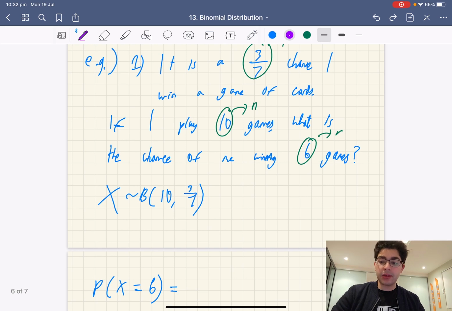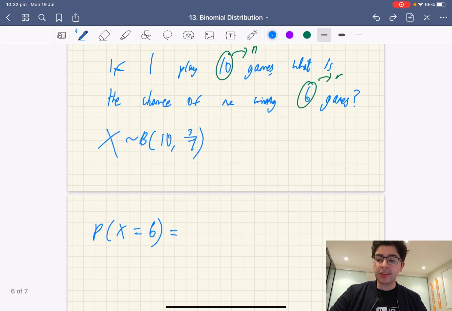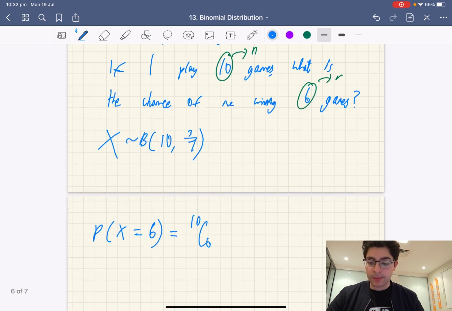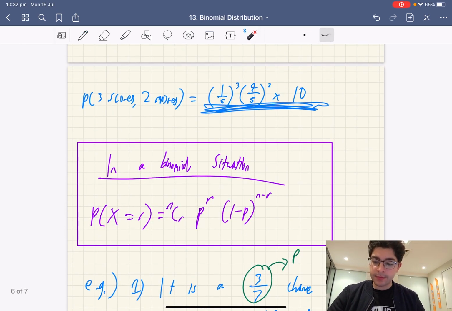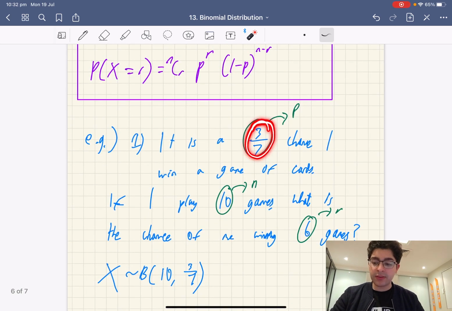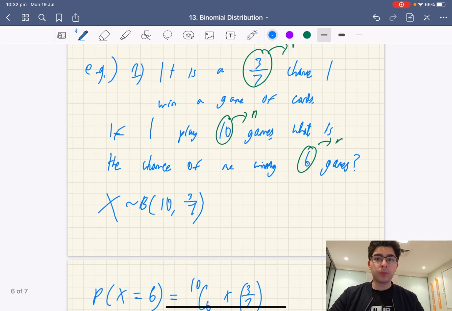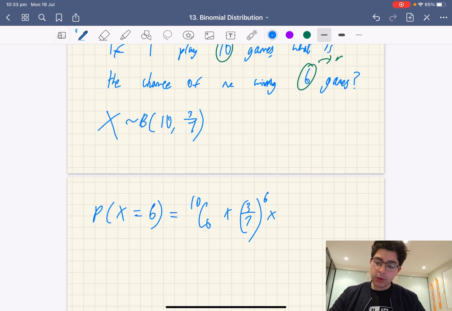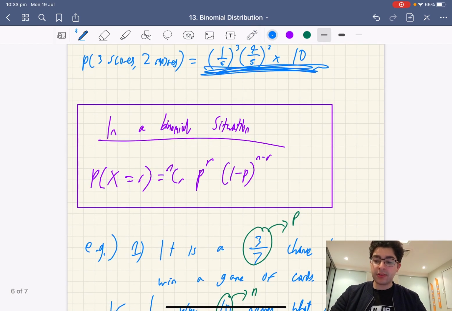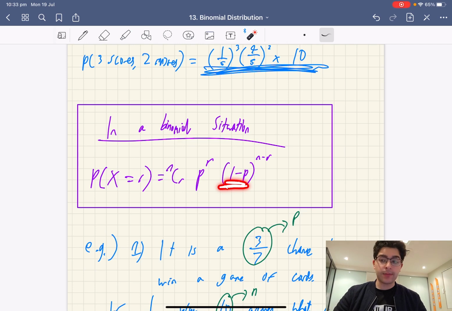Now if we plug all this into the formula, nCr is going to be, we said n is 10 and r is 6, so 10C6. That's going to be times p to the r. The probability is 3 over 7, the chance of any one thing happening, to the power of r, the number of successes, which is 6. And all of that times 1 minus p, the probability of a failure, to the power of the remaining attempts that need to be failures.